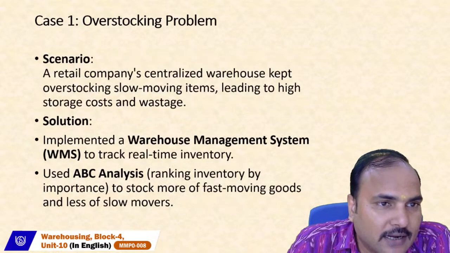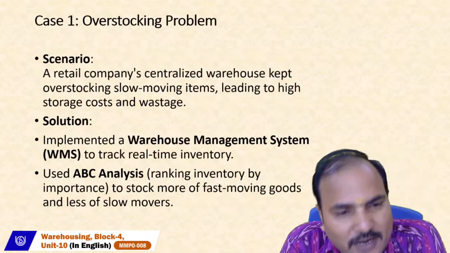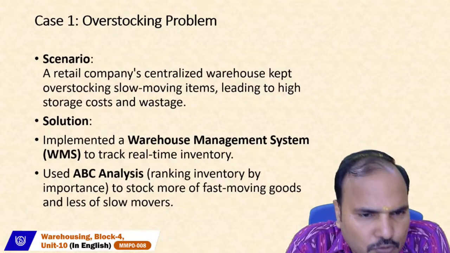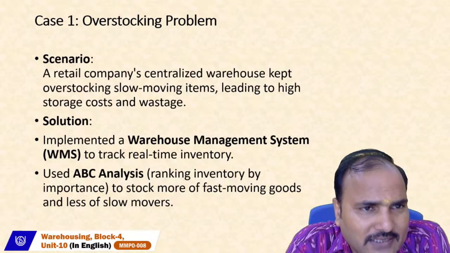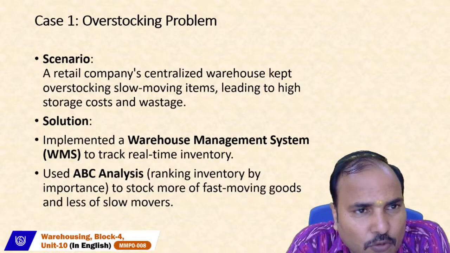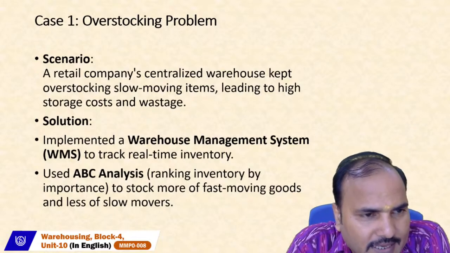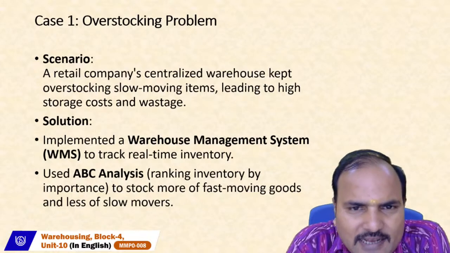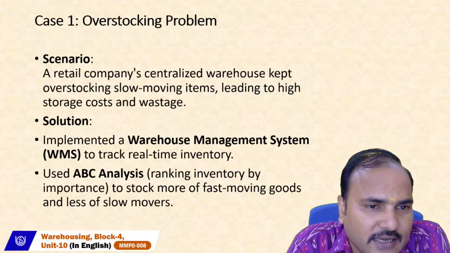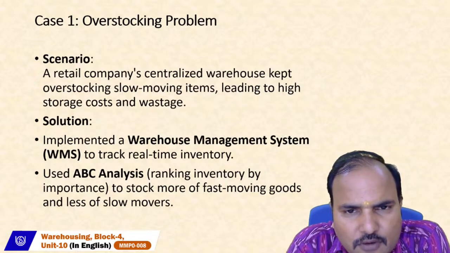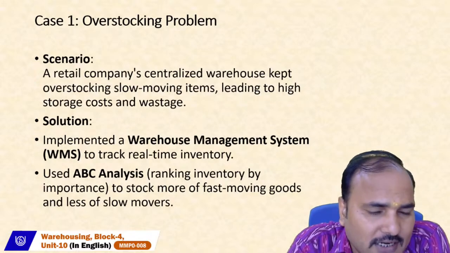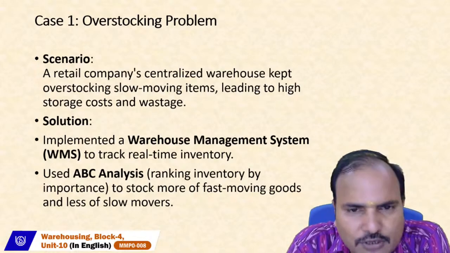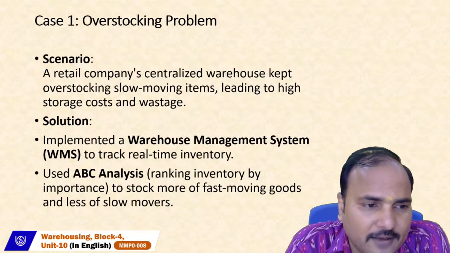And after that, let us discuss a few very small cases for better understanding. I am now showing them to all of you. The first case is about the overstocking problem. Here, the scenario is that a retail company's centralized warehouse kept overstocking slow-moving items, which leads to high storage cost and wastage. What will be the solution? Already I have written the solution, but please analyze and think.